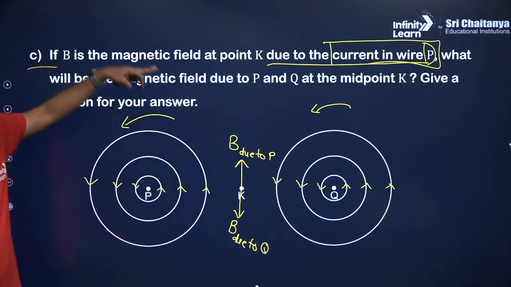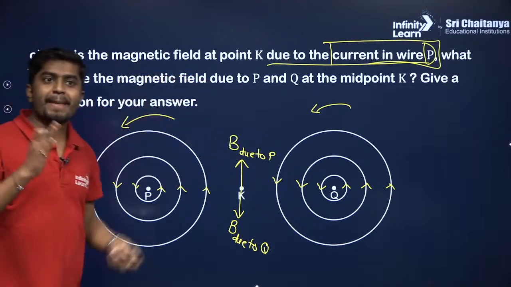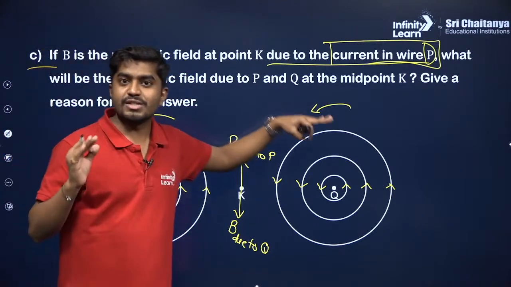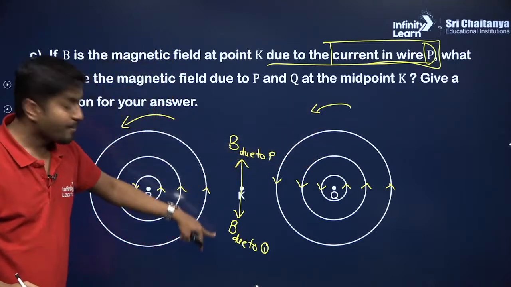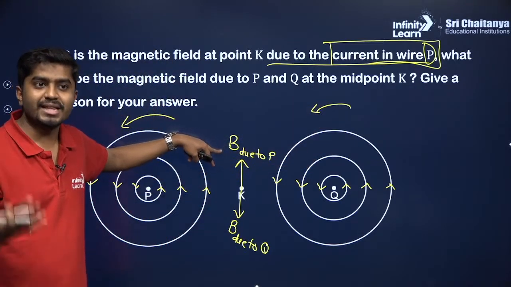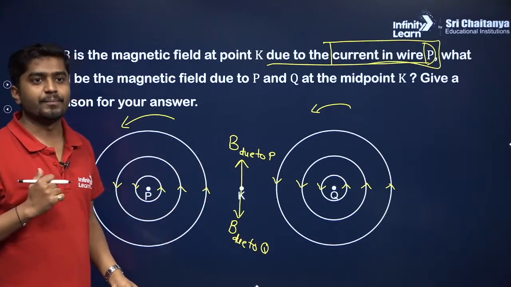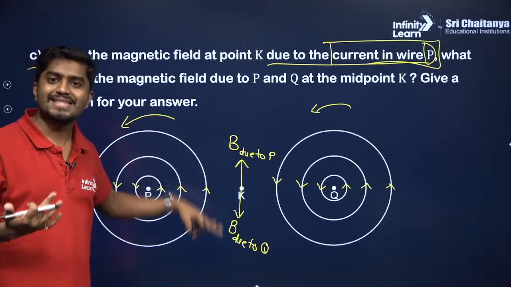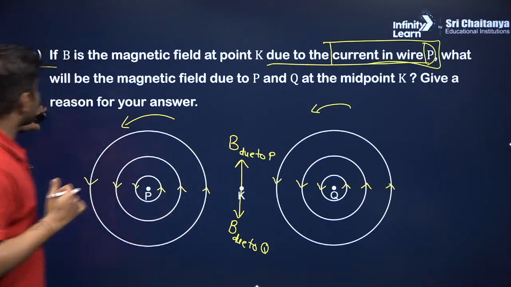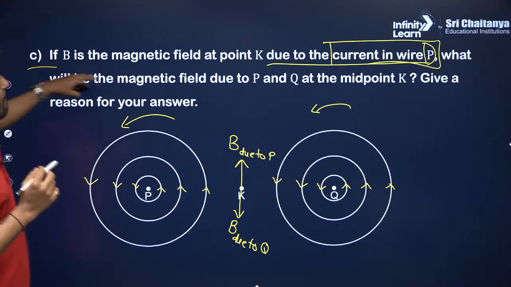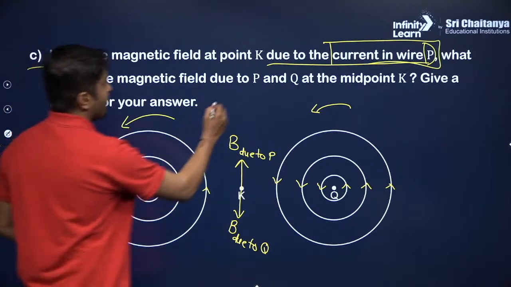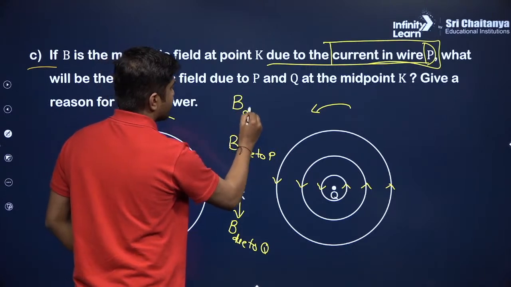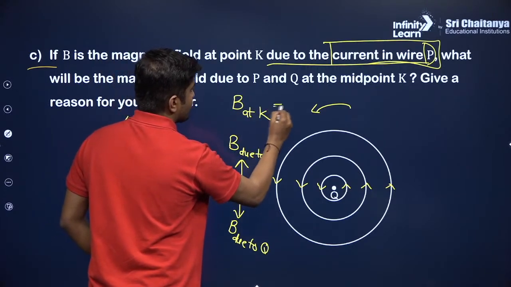Because the current is the same, you read the paragraph, the current was equal. So because the current was equal, these magnetic field strengths are going to be equal. So these are like balancing each other. So they will cancel out. So give a reason for your answer. So the magnetic field at point K is equal to zero.